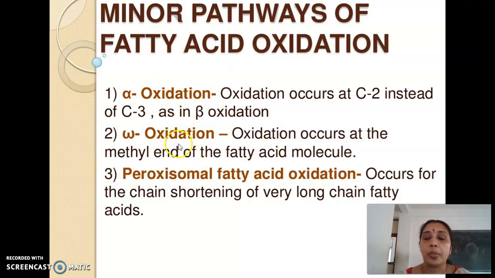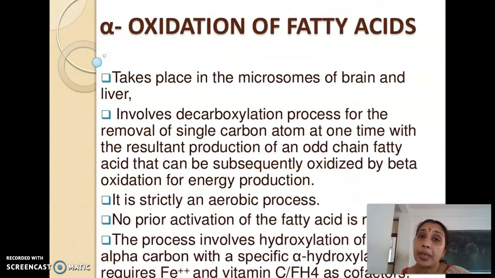So alpha oxidation and omega oxidation. Shall we start? We shall start the pathways with alpha oxidation. So what is alpha oxidation? What is the peculiarity of alpha oxidation? Where is it happening?